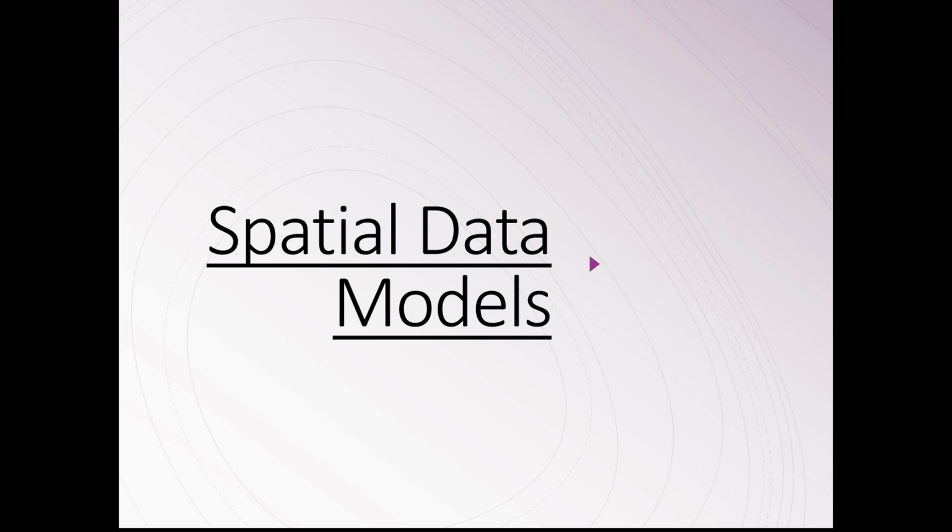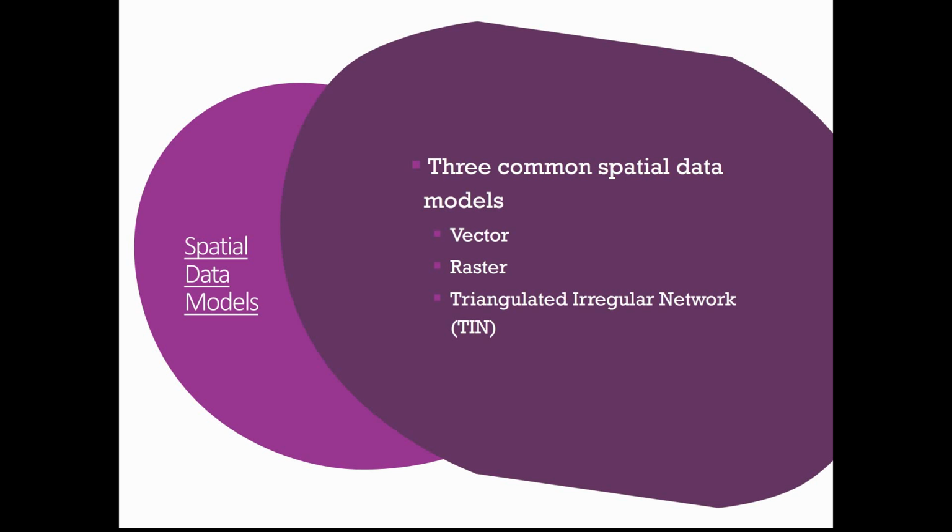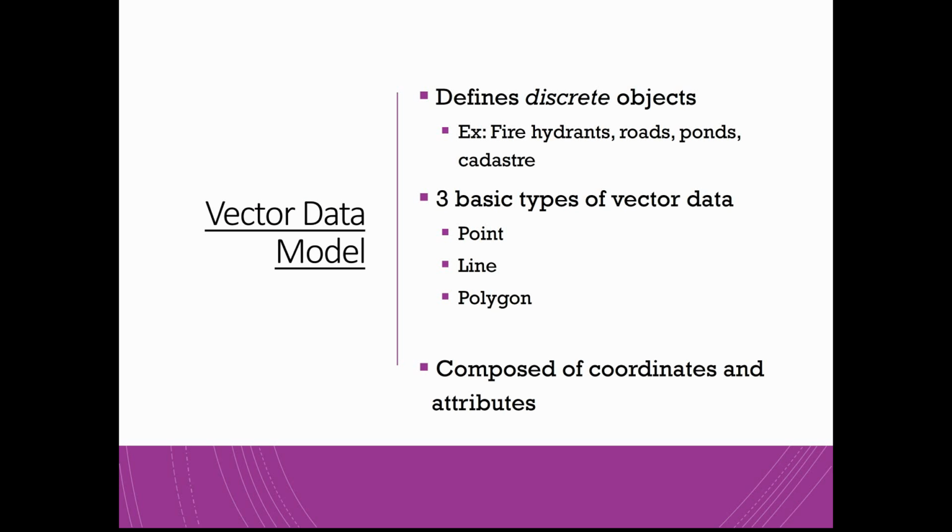All right, for this section, we're going to discuss 3 spatial data models available to us in GIS. There are 3 common spatial data models being used in GIS today: vector, raster, and triangulated irregular networks. This section will describe the vector data model first. A vector data model defines discrete objects. Examples of discrete objects are fire hydrants, roads, ponds, or cadastral.